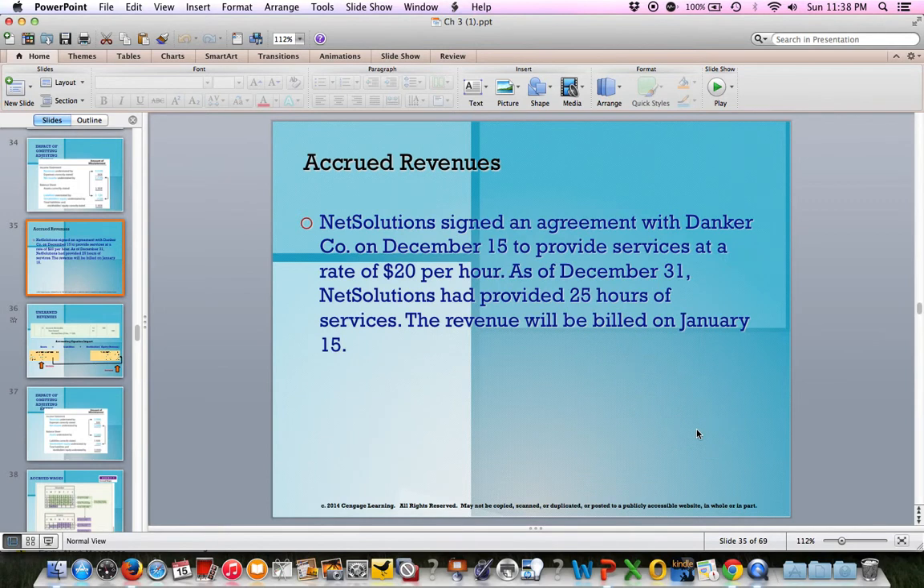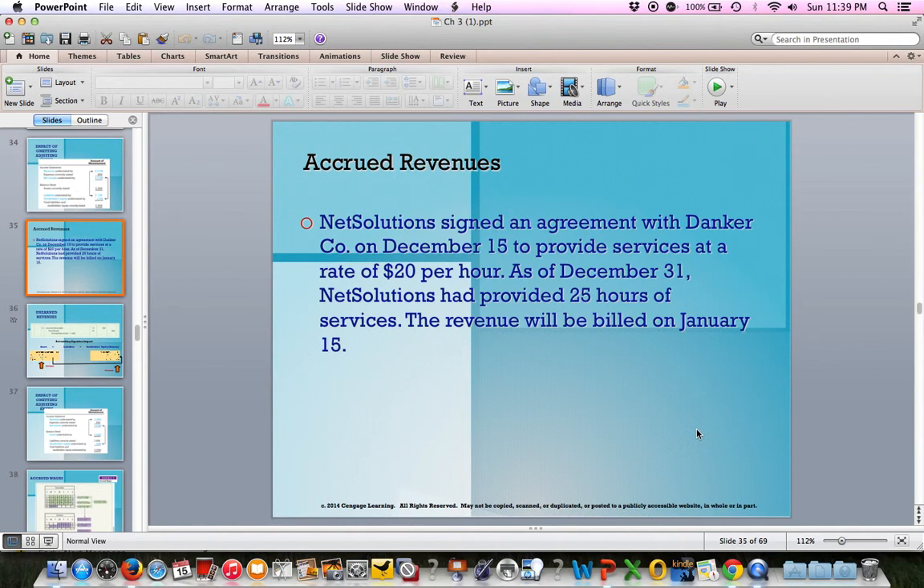Accrued revenues. Net Solutions signed an agreement with Danker Company on December 15 to provide services at the rate of $20 per hour. As of December 31, Net Solutions had provided 25 hours of services. The revenue will be billed on January 15th. Okay, so basically for 2 weeks, Net Solutions delivered 25 hours worth of services and should be charging them $20, but they're only going to bill them monthly on the 15th of the month.